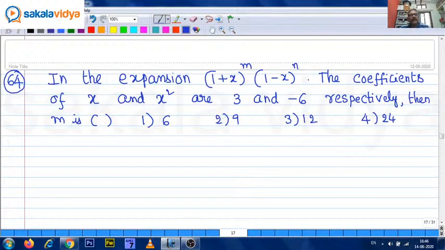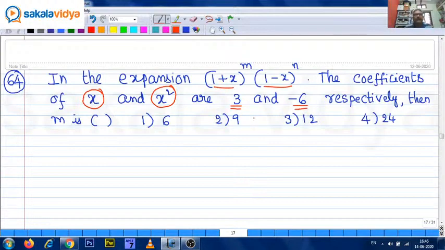Right, in the expansion (1 plus x) whole to the power of m times (1 minus x) whole to the power of n, the coefficients of x and x square are 3 and minus 6 respectively. Then we need to find the m value. First of all we need to expand this one and this one, and pick up the x and x square coefficients. They must be equated to 3 and minus 6. We get two equations, which we need to solve so that we get the value of m.